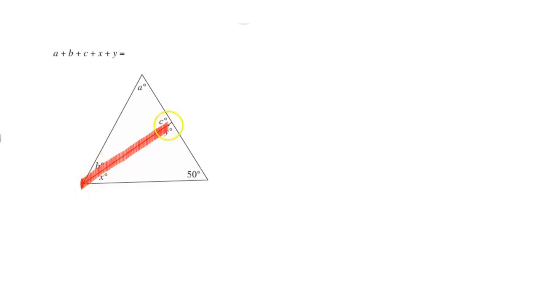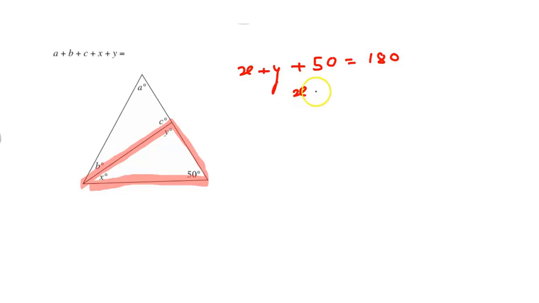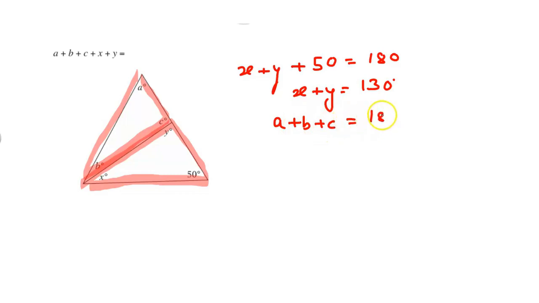The sum of all the angles of this triangle should be equal to 180 degrees. So we know that x plus y plus 50 is equal to 180 degrees. So we can find the value of x plus y from here. X plus y will be equal to 180 minus 50, that is 130 degrees. And then we also know that the sum of all the angles of this triangle will also be 180. So a plus b plus c is also equal to 180 degrees.